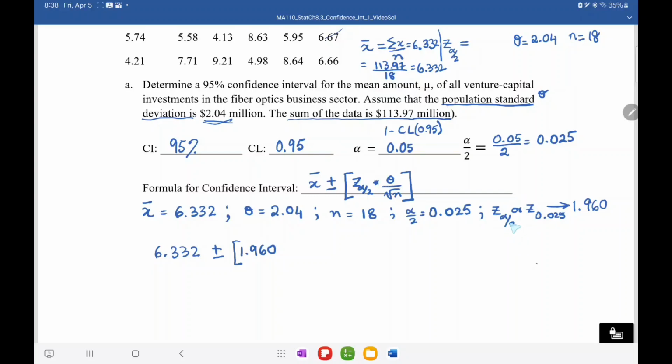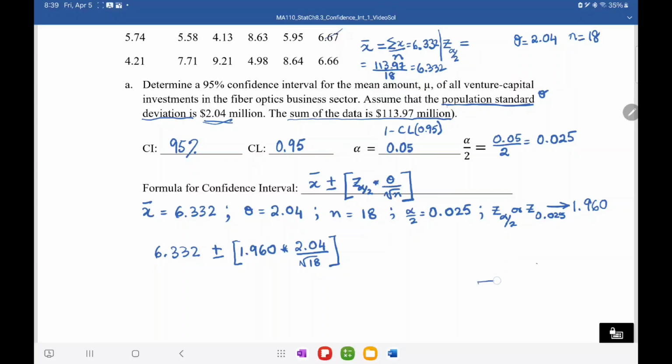You have to perform the step of referring back to the table with your alpha by 2 value and find the corresponding z value. So 1.960 times 2.04 divided by square root over 18. Now, before I go any further, it's very important for us to sketch a diagram showing all your alpha values and your confidence level values. So let me do that on the side here.